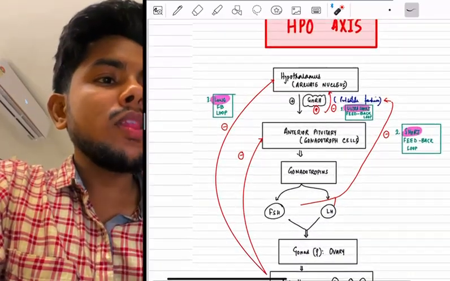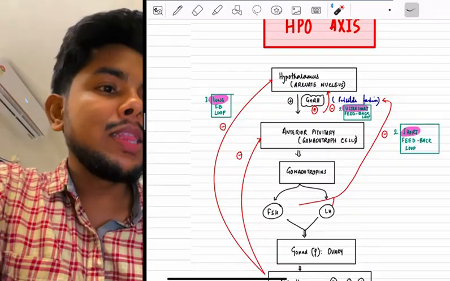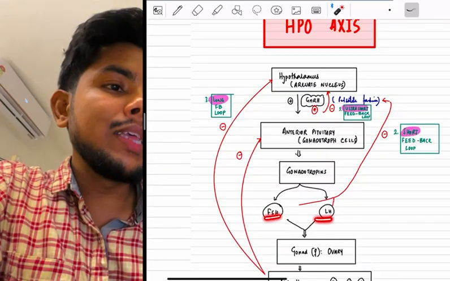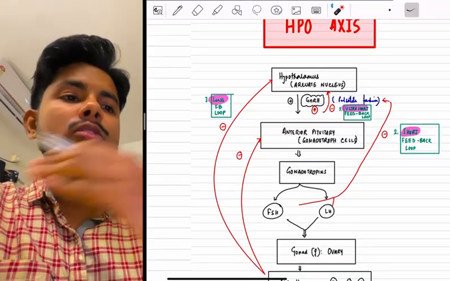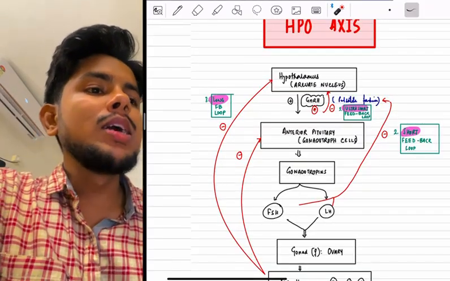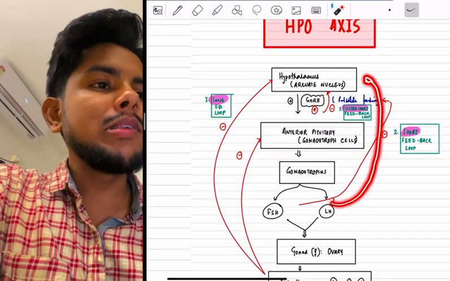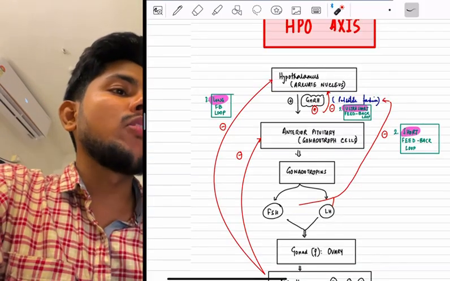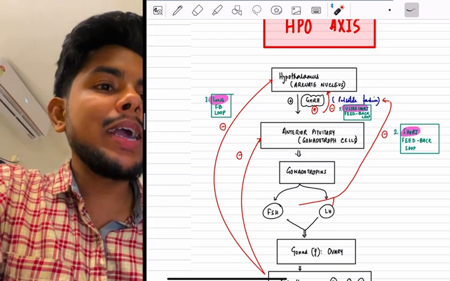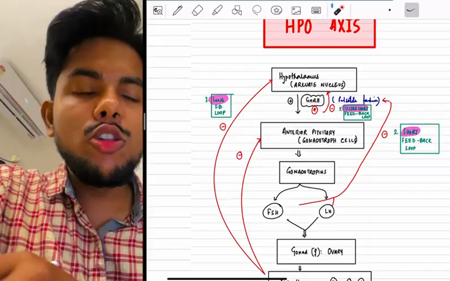Now, when the anterior pituitary hormones, FSH and LH, the gonadotropins, are higher than their normal physiological level, they are going to inhibit the hypothalamus as well as the anterior pituitary gland, and this is called the short feedback loop.